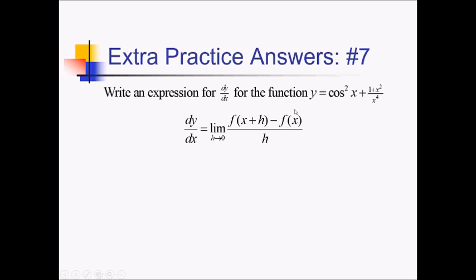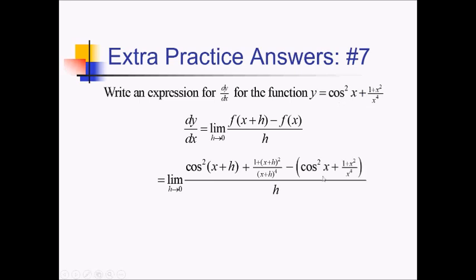So I'm going to have a big fraction here, all over h, as h approaches 0. But instead of writing f of x plus h, I actually have to plug x plus h into this function here. So I've now got cosine squared of x plus h plus 1 plus x plus h squared, all over x plus h to the 4th. So we're replacing all the x's with x plus h's there, and that takes care of f of x plus h. Now we have to take care of this minus f of x business. Well, f of x is just the original function. So just stick this in a parentheses, subtract it, and call it a day.